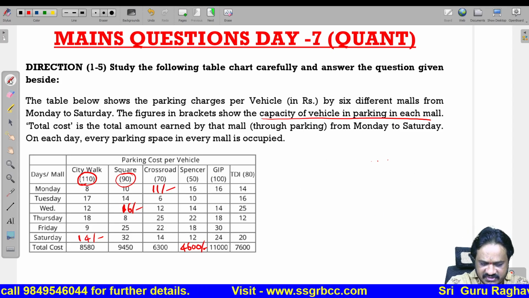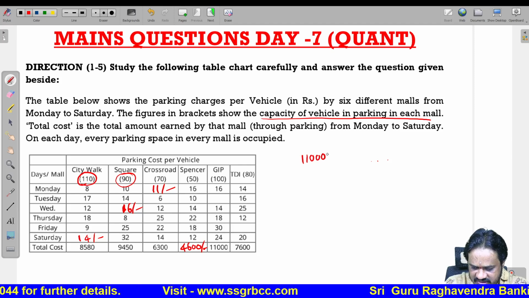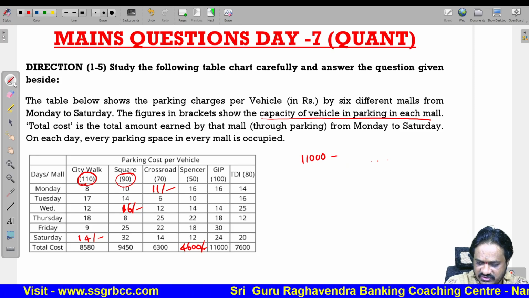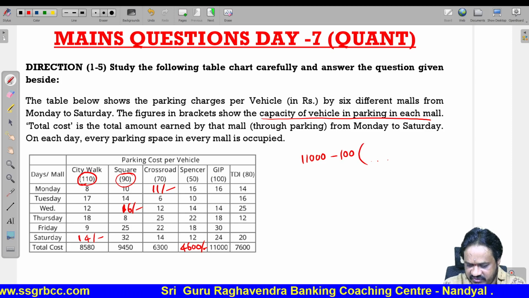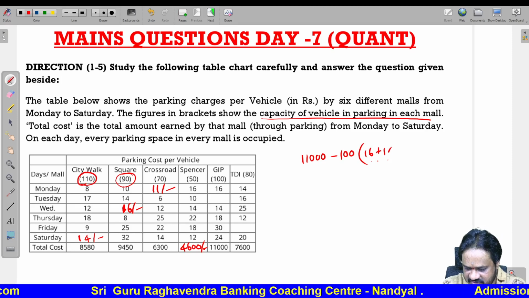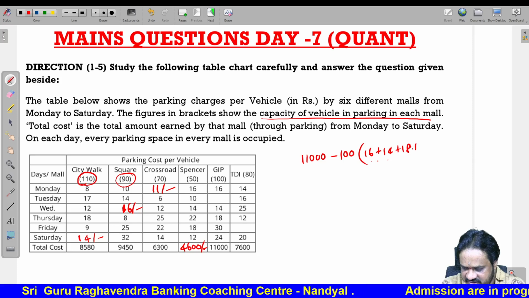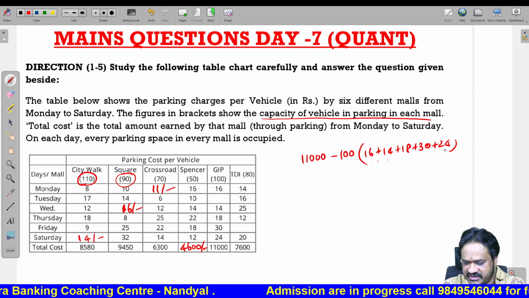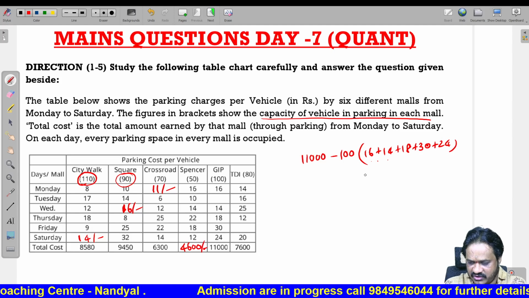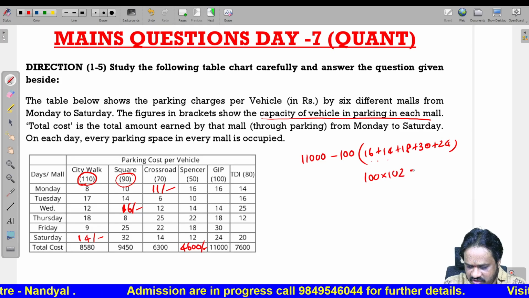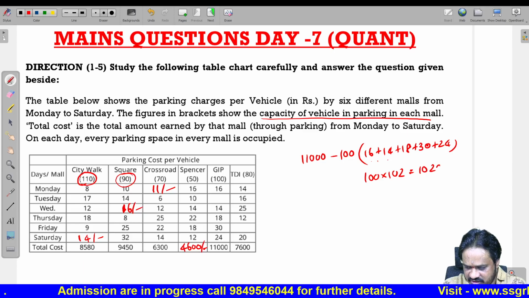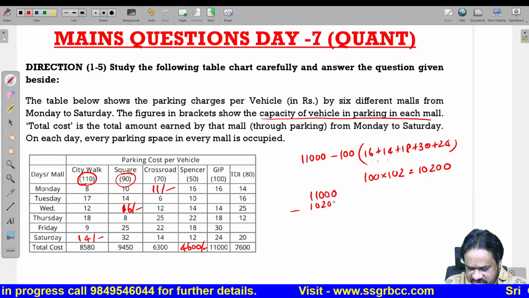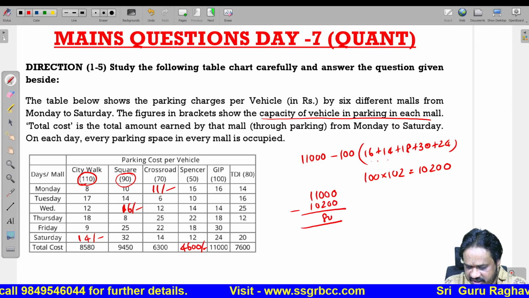That is C. Similarly, 11,000 minus, we are having total parking slot available for 100 vehicles. 16 plus 14 plus 18 plus 30 plus 24. 30, 48, 78 and it is 102. So 100 into 102, 10,200. So 11,000 minus 10,200, that will give 800.